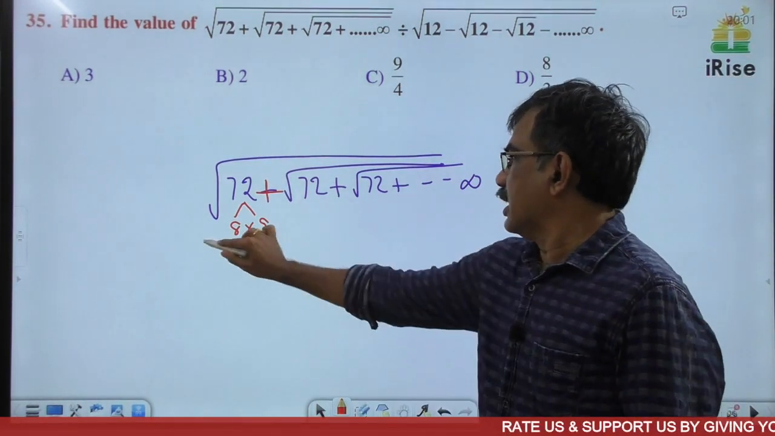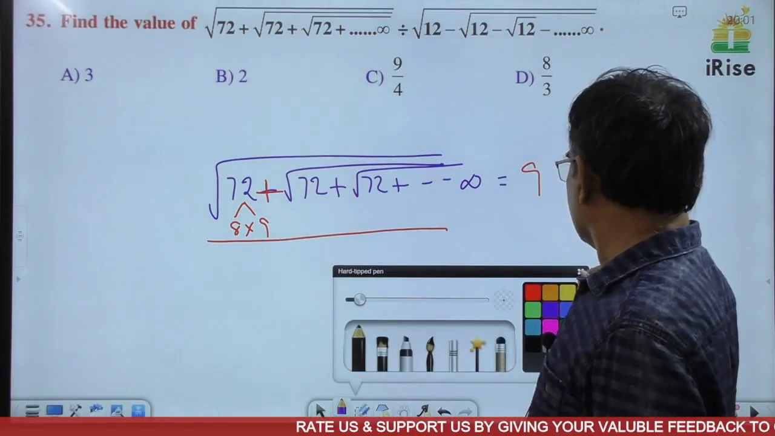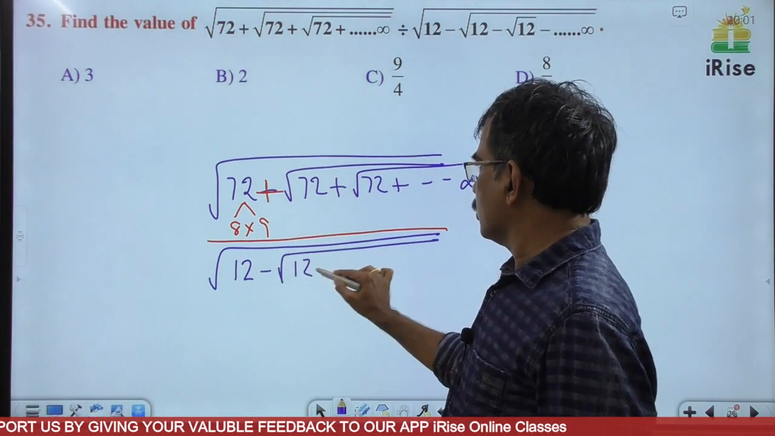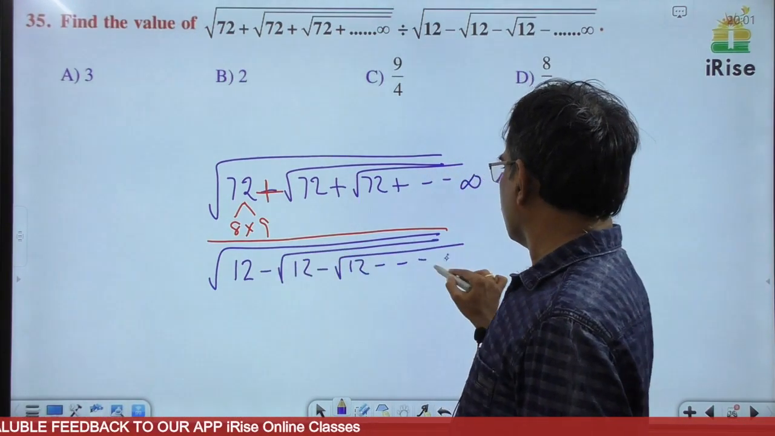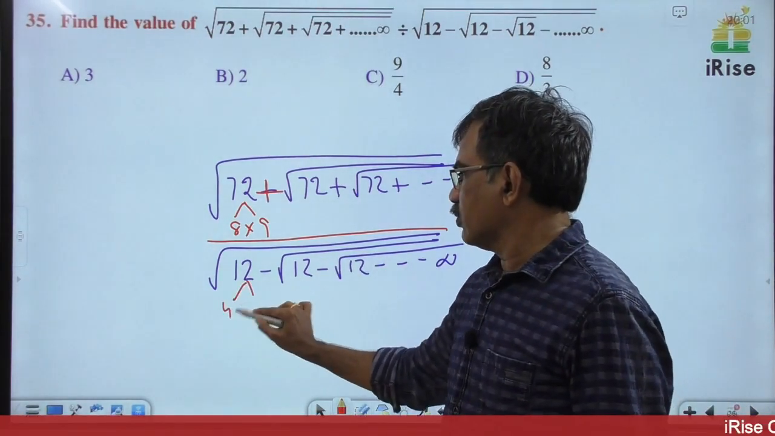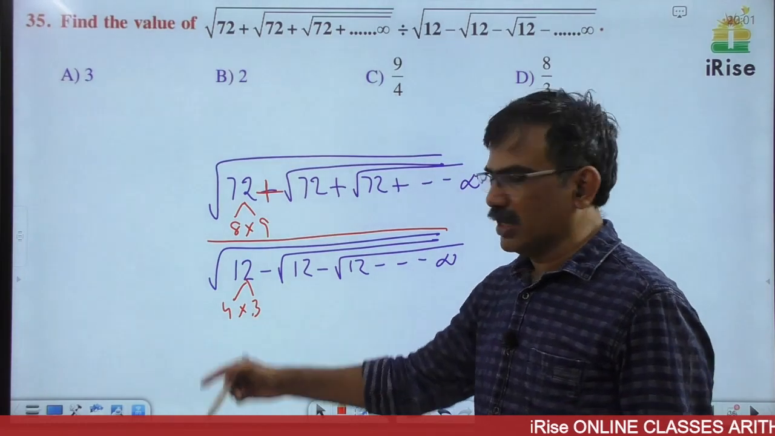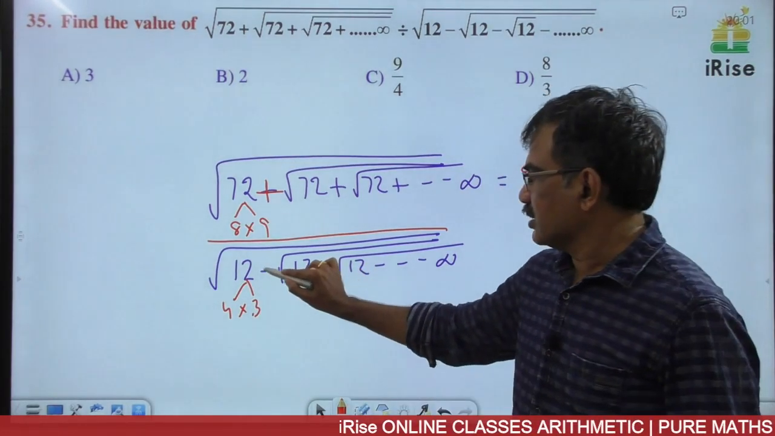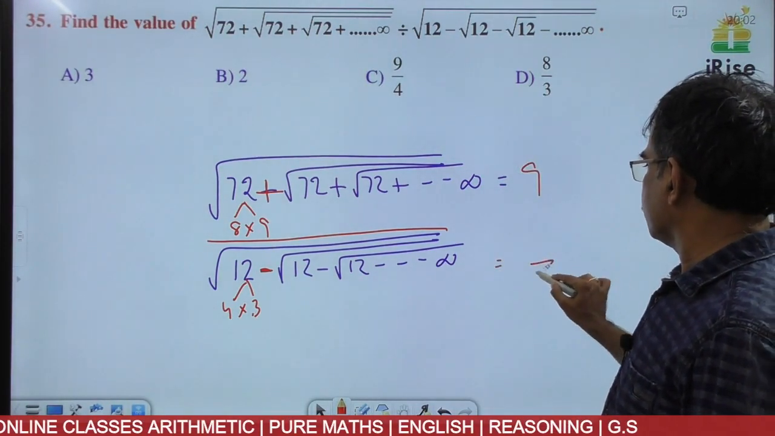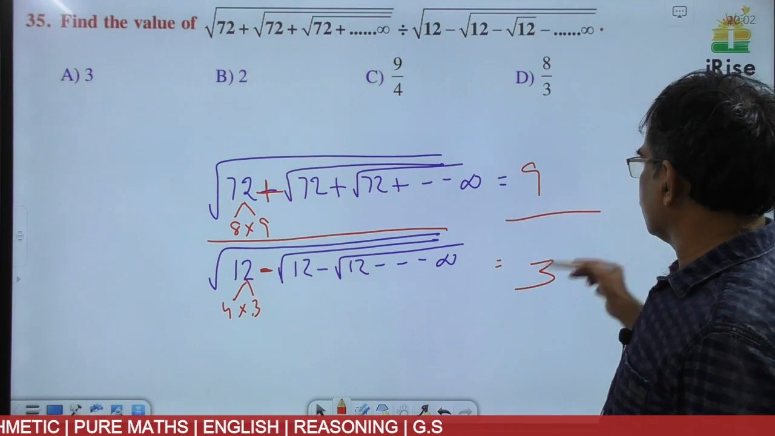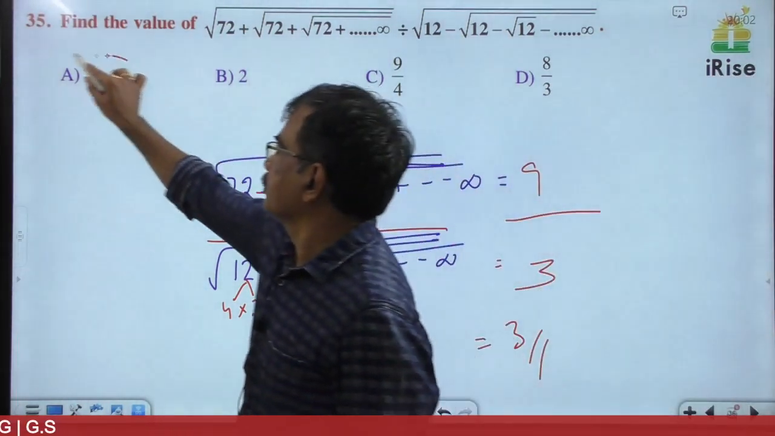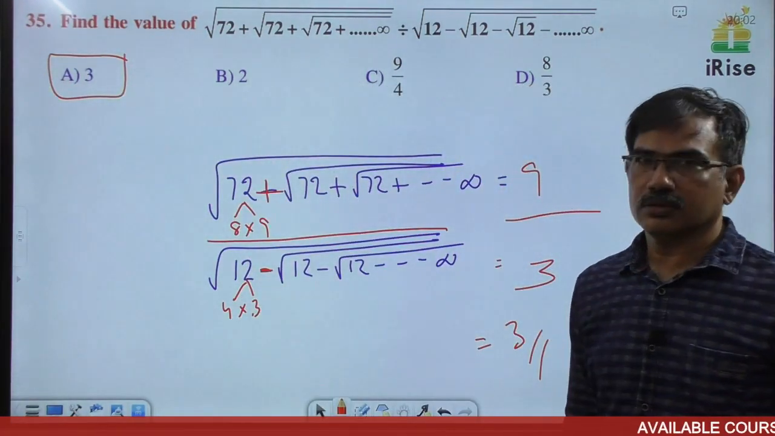Okay, and what is the denominator? Here the denominator is root of 12 minus root of 12 minus root of 12 minus root of 12 minus and so on up to infinity, and this can be written as a product of two consecutive integers, 4 into 3. The difference is 1, and if minus is there between the terms, then the smaller one is the answer. So the answer for this question is 3. Here this is the division, 9 by 3, so the answer is 3 for this question. Simple shortcut.